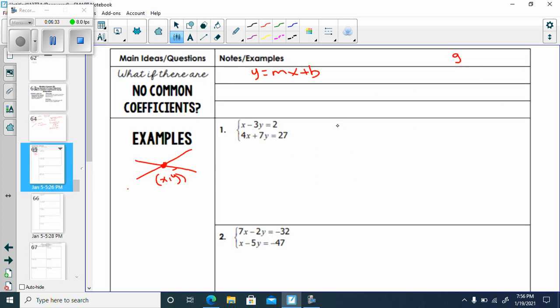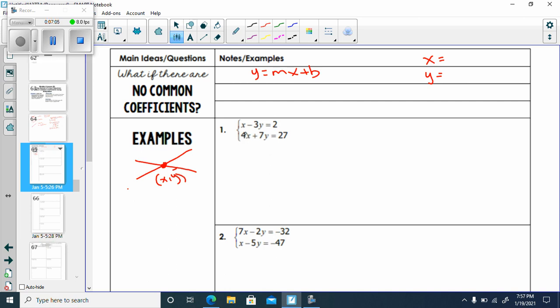Now let's look at one of these. And here we've got one. I don't have x is equal to. Okay. I don't have y is equal to. Okay. So I can't use substitution. I have to use elimination. I need to eliminate one of these variables.